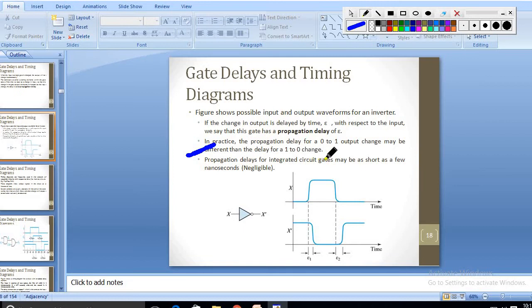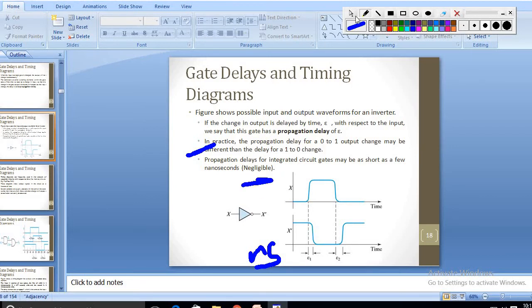Next point: the propagation delay for integrated circuit gates may be as short as a few nanoseconds. This epsilon is in nanoseconds. So this delay will be in nanoseconds. Okay, that is negligible in quantity.